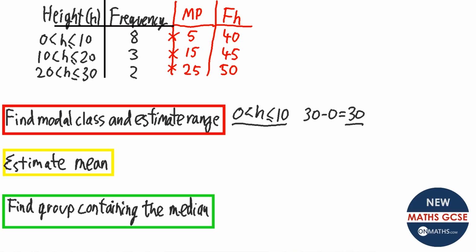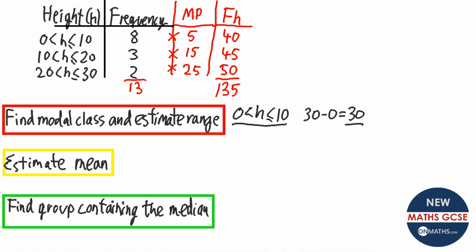Then I'm going to do the same as before. I'm going to add up the two columns that I need. The FH column tells me what they were all added together it gave us, so that's going to be 135. The frequency column tells us how many there were. That's going to be 13.